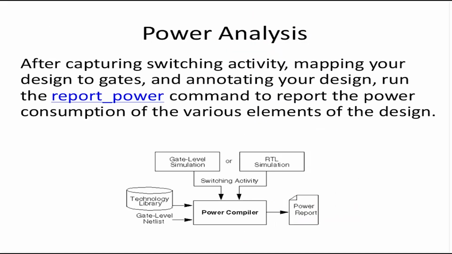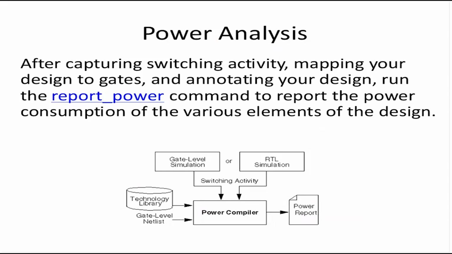So till this point we know the different types of power: the static power, the dynamic power, internal power, switching power. We know how Power Compiler reads this data from the standard cell library. We also know how to provide the switching activity information to Power Compiler. So now we have all the input data that we can give to the tools.